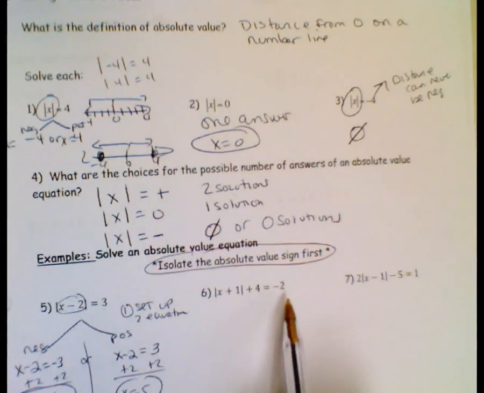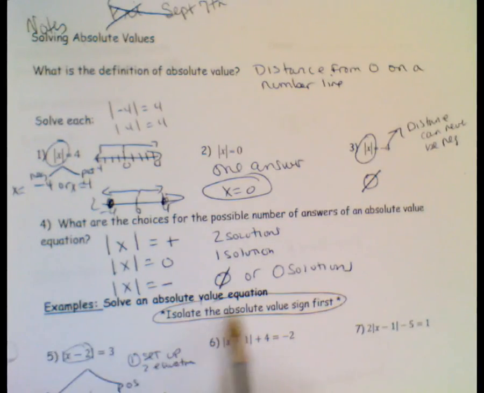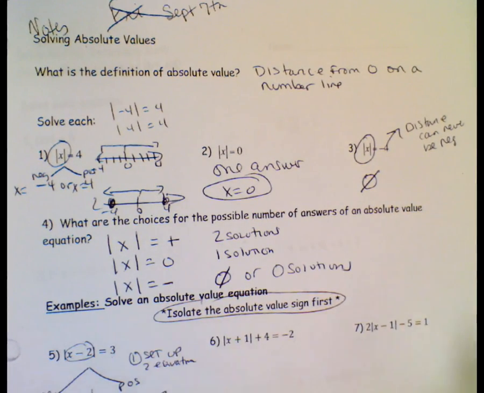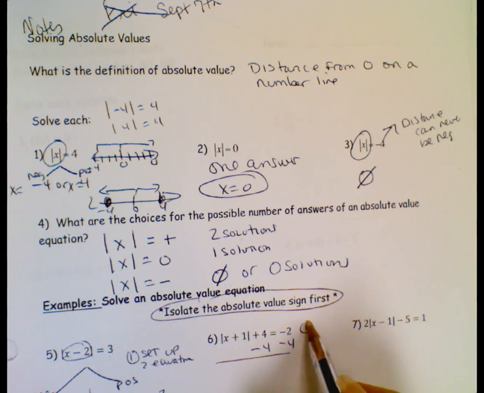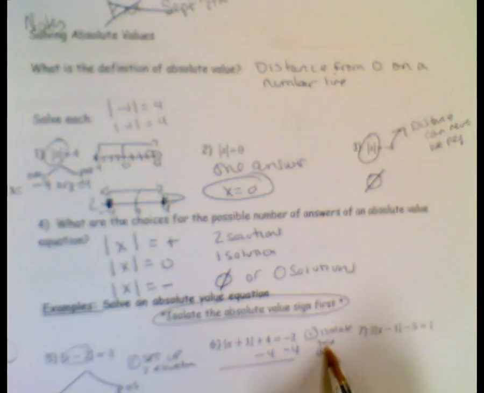So in this one, right now, it's currently equal to a negative number, but it has not been isolated. So what we're going to do is subtract 4 to both sides. What we're doing right now is isolating the absolute value sign.